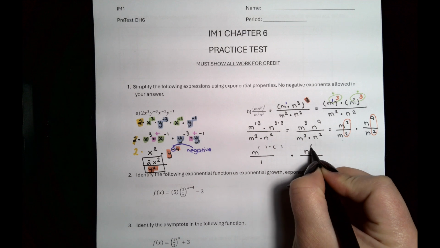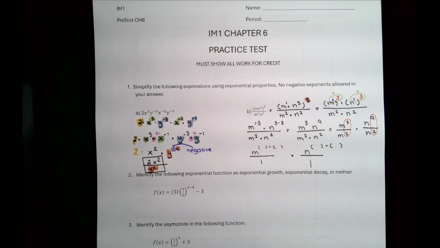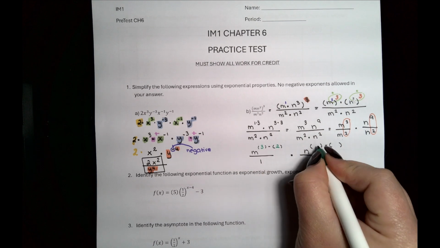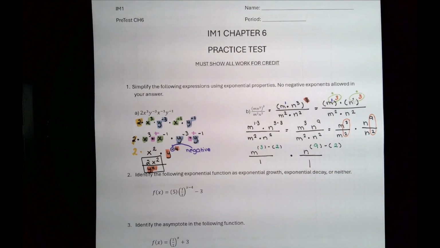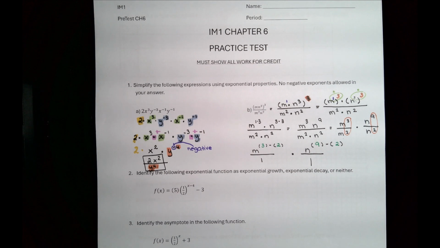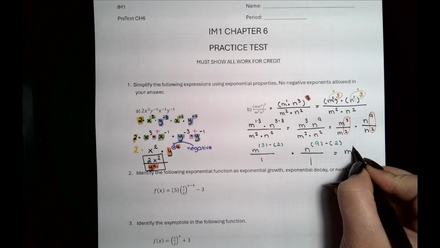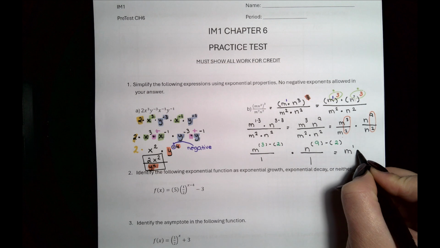Notice what I'm doing in the exponent spot. I'm going to be writing in top minus bottom. Top is 3 minus bottom is 2. Top is 9 minus bottom is 2. And so now we're going to subtract. 3 minus 2 is 1. 9 minus 2 is 7.